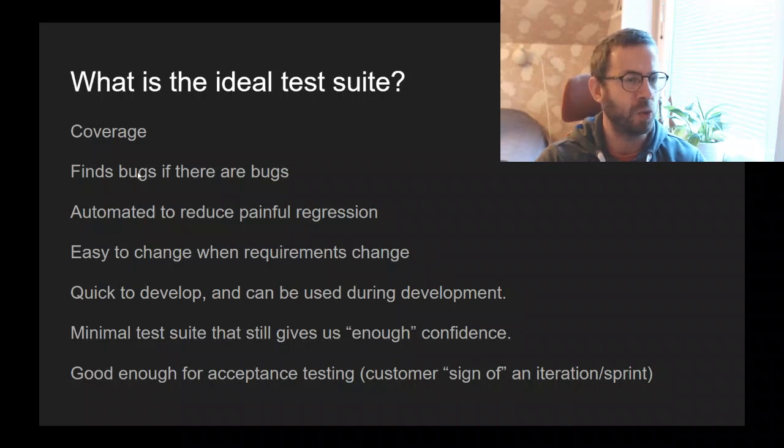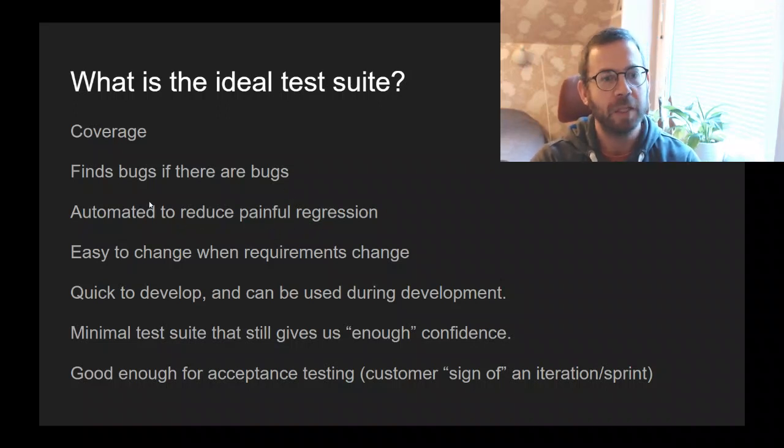The ideal test suite should also run fast. It should be automated, and it should automate the things that are boring. And I mean, you saw me just running one test and I cheated. So we want to reduce painful regression testing. So running the same kind of test over and over again, checking things, is sort of boring. So we want to reduce that boredom, and we automate to do that.